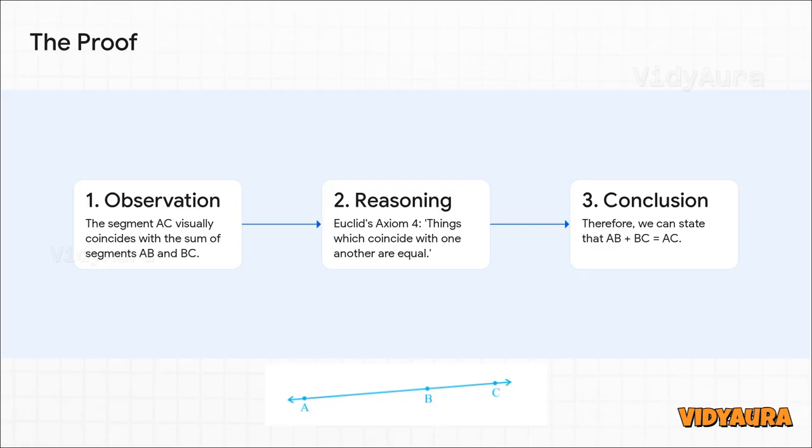Step 1 is our observation. Just by looking at the figure, we can see that the segment AB, together with the segment BC, perfectly covers or coincides with the entire segment AC, right? Step 2, we need a reason from our rulebook. And we have one. Euclid's axiom 4 says that things which coincide with one another are equal to one another. And there it is. Step 3 is our conclusion. Since AB plus BC coincides with AC, they must be equal. Therefore, we can say with absolute certainty, AB plus BC equals AC. And we're done. See? A perfect logical proof.